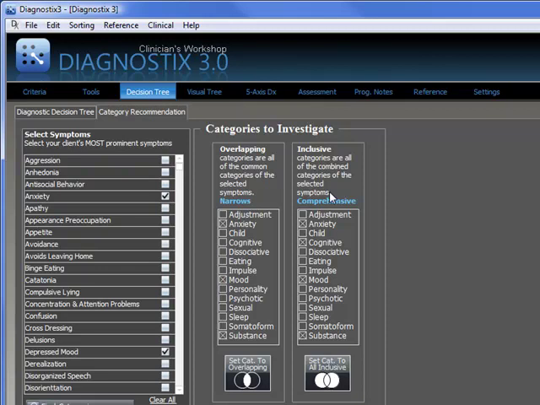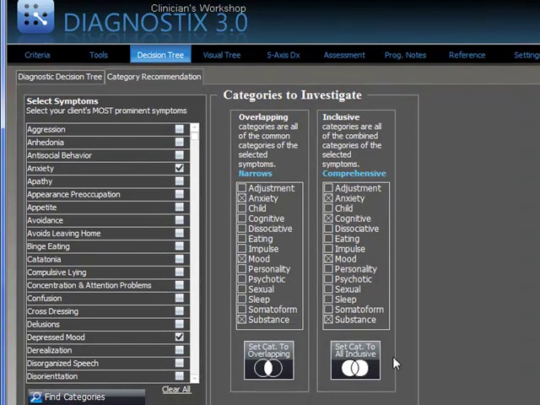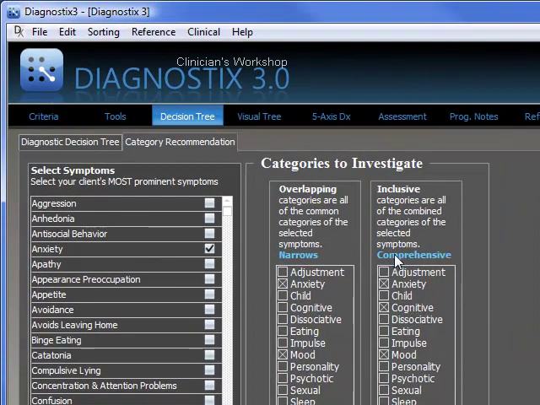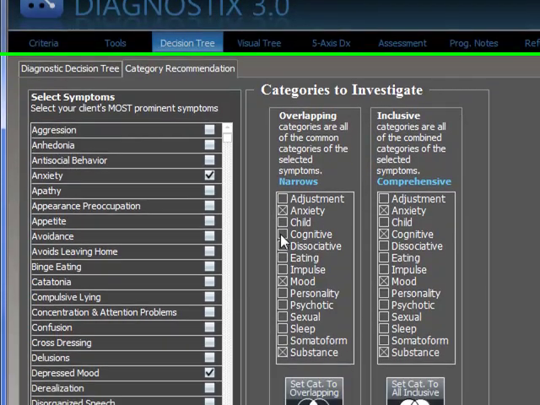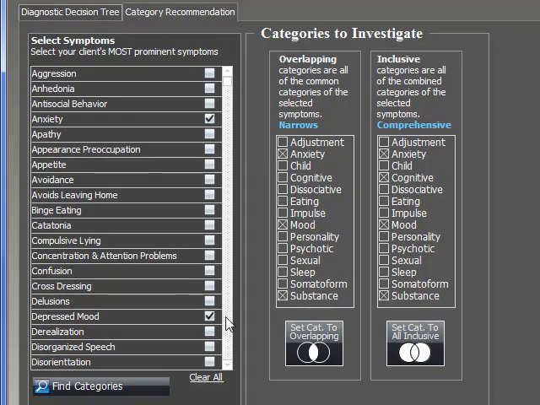The inclusive section is more comprehensive. You're not narrowing, you're including everything possible. You'll notice the graphic down here, the Venn diagram. These two symptoms are present in all four of these categories. So cognitive disorders had depressed mood associated with it, but it didn't have anxiety necessarily included with it. So the comprehensive section picks that up. The narrowing part said no, cognitive wasn't, because both of these symptoms weren't present.